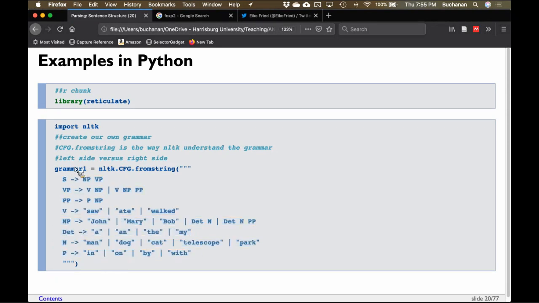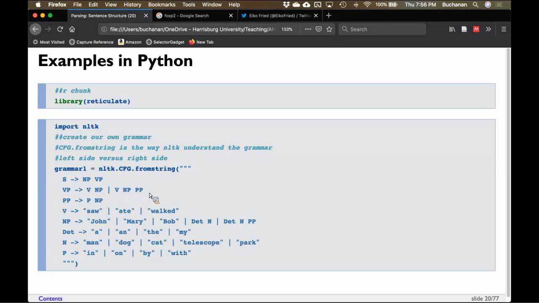Anyways, so what you do is you write the rules in order, so we'll run through these in order. Okay. An easy rule is that a sentence breaks down into a noun phrase and a verb phrase. Okay, that's pretty much true of most languages.